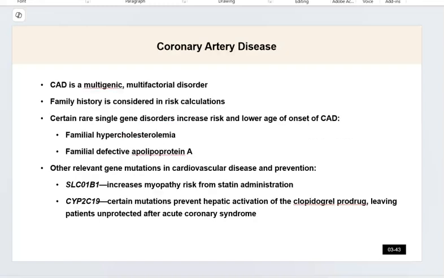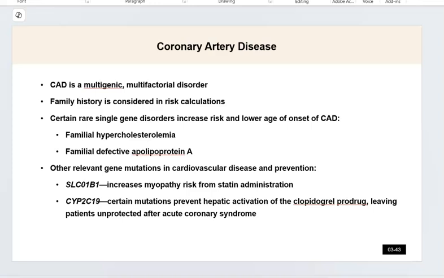Okay, coronary artery disease we know can be genetic as well. It's multigenic, multifactorial. Family history is considered a risk factor. However, it's not 100%. Certain rare single gene disorders will definitely increase your risk and lower the age of onset. So if you have familial hypercholesterolemia, it's passed in the genes of the family.